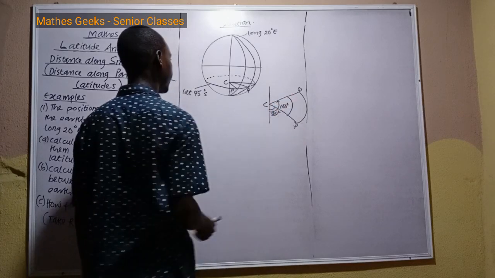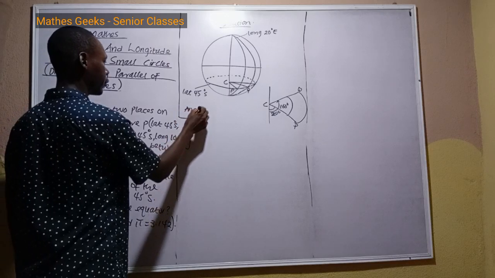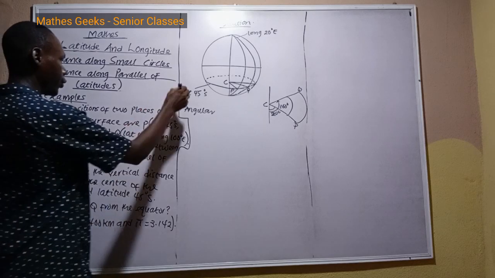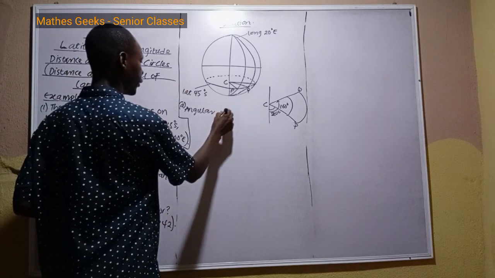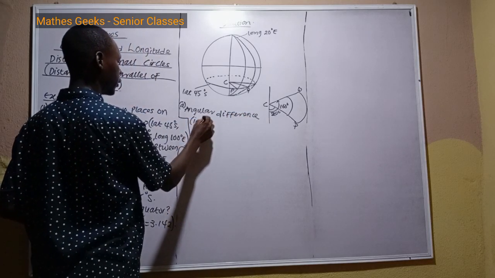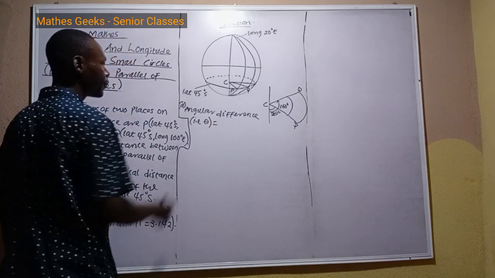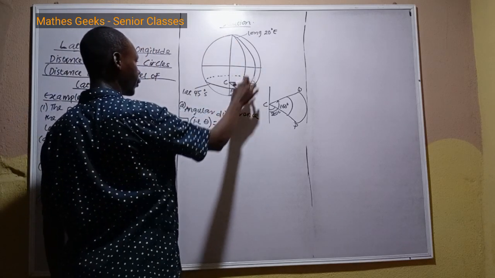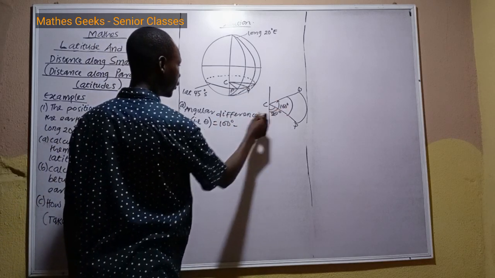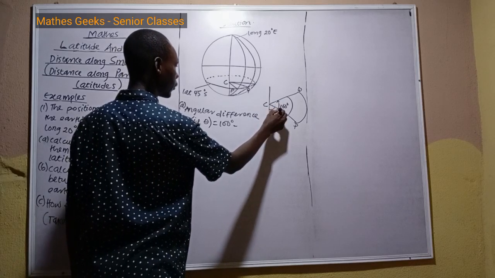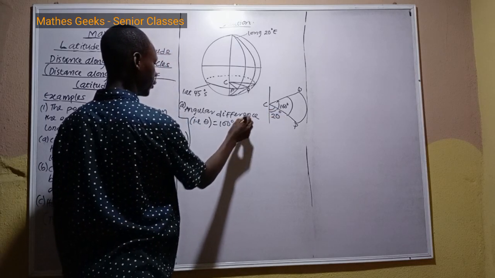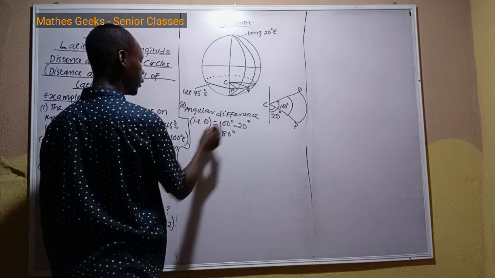So the angular difference is to calculate the distance between them along the parallel of latitude. So this is the angular difference, theta. That is, theta is equal to, now they are in the same hemisphere, as both points are on the east, so that will give us 100 degrees. We're going to subtract 20 degrees from 100 degrees, and that will give us 80 degrees.